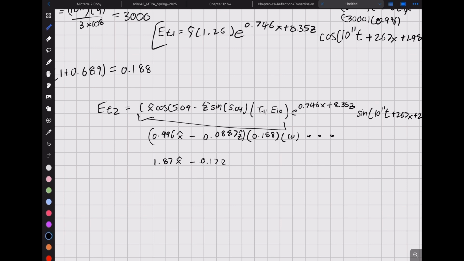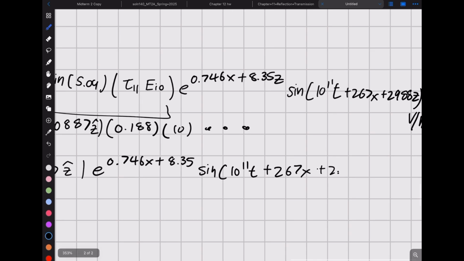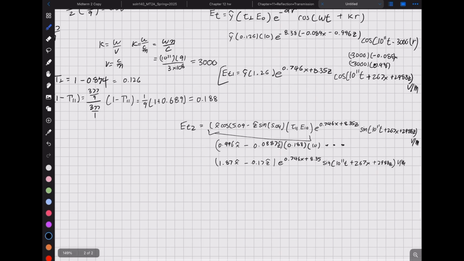So this is going to be our direction. E of 0.746x plus 8.35z, sine of omega 10 to 11 t plus 267x plus 2988z volts per meter. Remember, both of these, when dealing with E field, we're going to be having volts per meter, and when we have H field, we're going to be working with amps per meter.